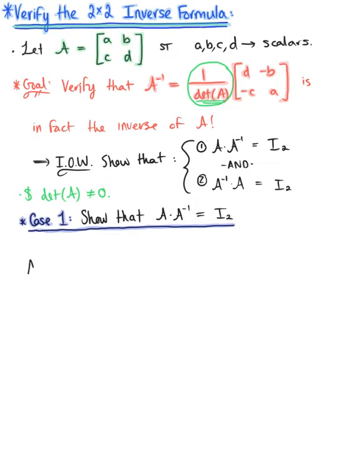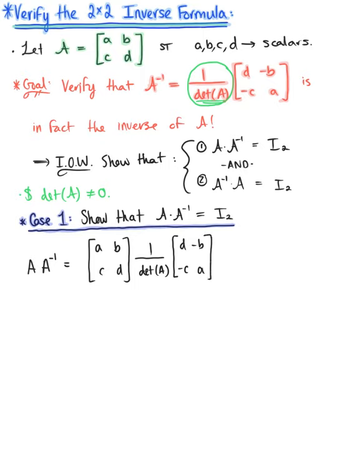So we are taking this 2 by 2 matrix A and multiplying it by this given inverse formula. So we have matrix A defined as A, B, C, D multiplied by 1 over the determinant of matrix A, which is a scalar, multiplied by the 2 by 2 matrix D, minus B, minus C, A.